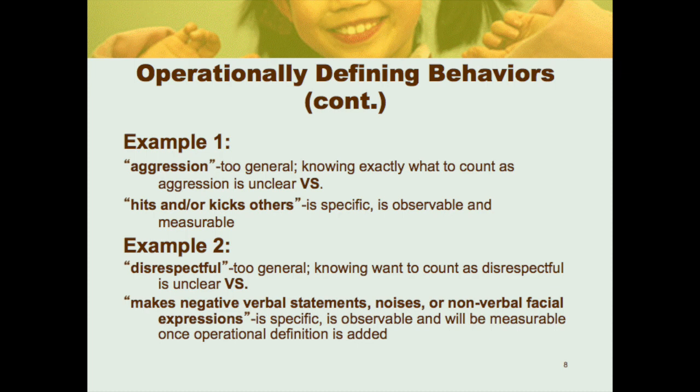For example, aggression is way too general and it can mean different things to different people, but hits or kicks others is much more specific. In the second example, disrespectful is too general because what's disrespectful for one person could not be for another, whereas makes negative verbal statements, noises, or nonverbal facial expressions is much more specific and unambiguous.